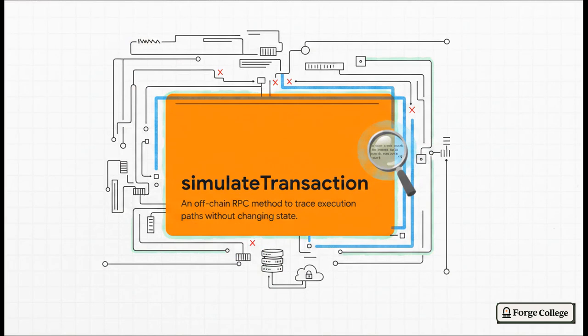Tool number 2 is simulate transaction. This is an amazingly powerful off-chain RPC method. Often, a failing test aborts long before a transaction is ever confirmed on-chain, effectively leaving you flying blind. Simulation allows you to take that exact failing payload and dry run it. It returns the runtime logs and traces the entire execution path without actually mutating any on-chain state. It is the perfect way to safely inspect exactly what went wrong under the hood.